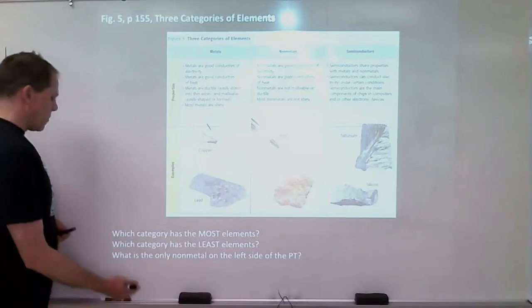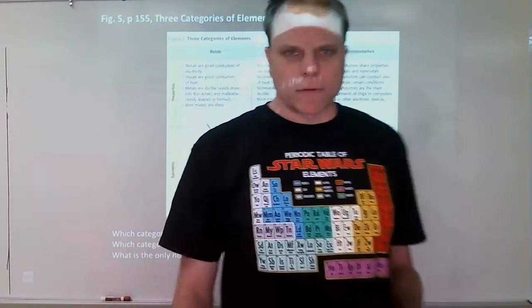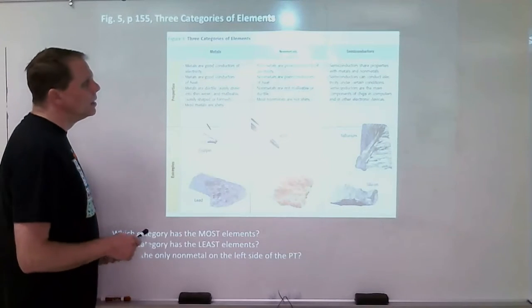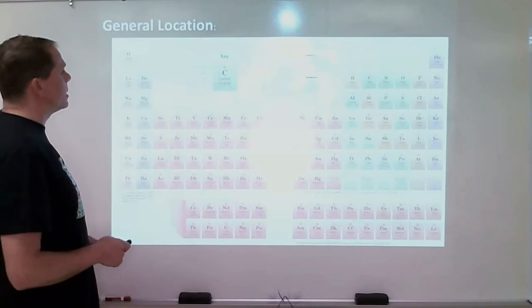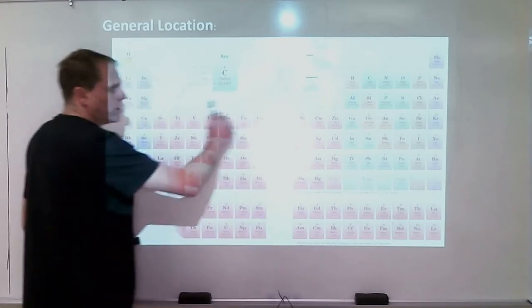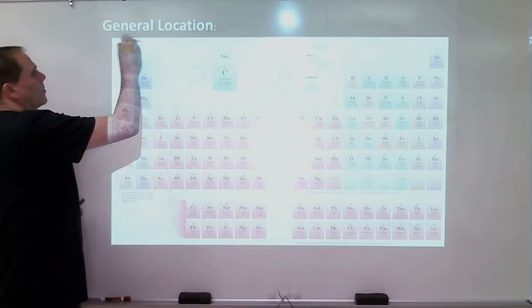Metalloids, good job. What's the only nonmetal on the left side of the periodic table? Uh-oh, we have to look at the periodic table for that one, aren't we? The only nonmetal on the left side of the periodic table. Okay, so let's go back to that screen and see. You see anything over here that could be a nonmetal? I told you everything over here is metal, but there's one that's not. Okay, it's this one right here, hydrogen.